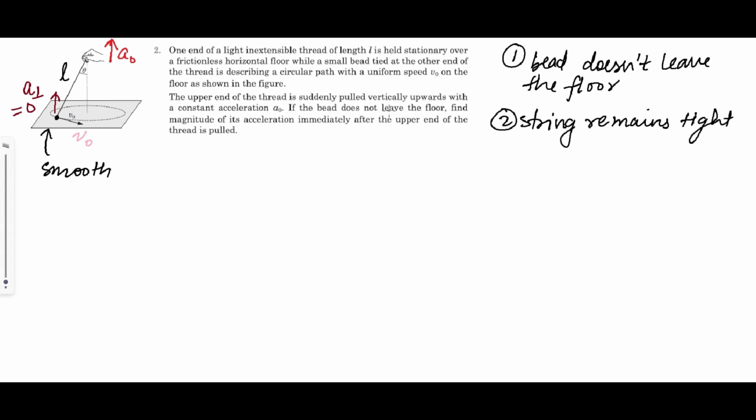Okay, so our final question is to find the magnitude of the acceleration immediately after the upper end of the thread is pulled. How will we approach the situation? First, in a circular motion, an object is carrying out a motion with velocity v. It experiences a centripetal force with acceleration v naught square by r. Here r must be L sine theta.